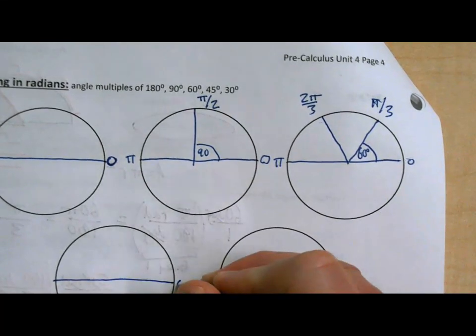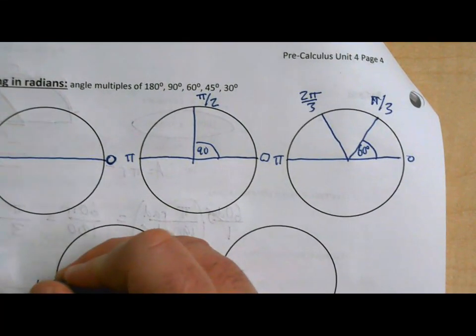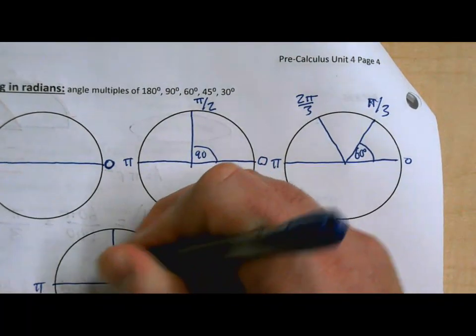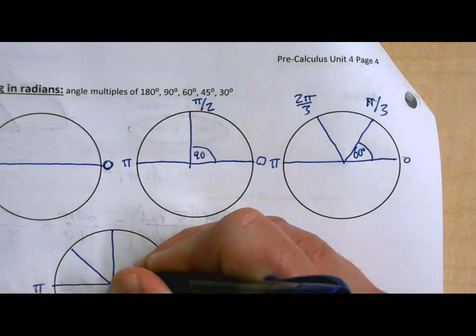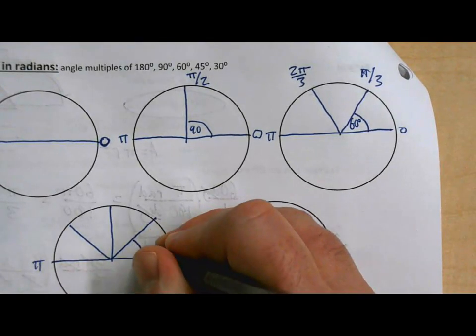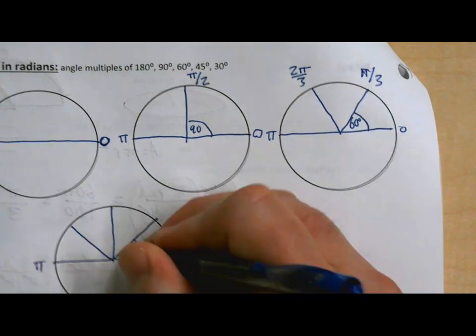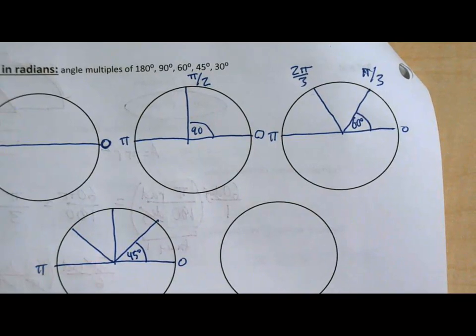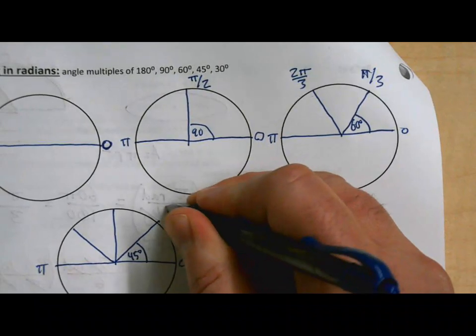All right, what if we cut it into 4 equal slices? Now each of those slices is how many degrees? 45 degree angle, which corresponds to what in radians? Pi over 4.